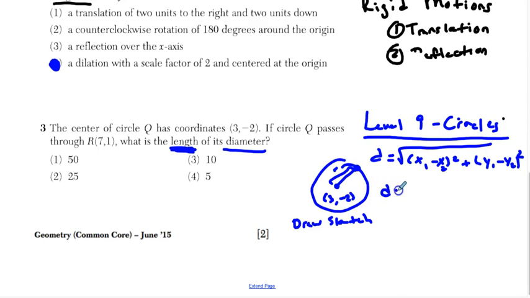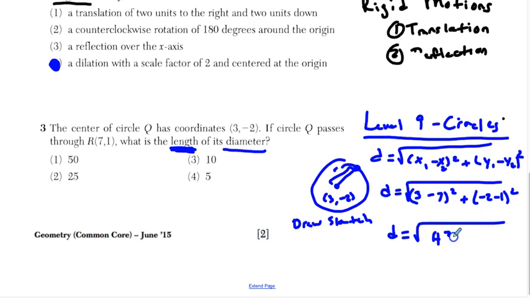Okay, let's just plug in our points. X1 is 3, so 3 minus 7 squared plus negative 2 minus 1 squared. Our distance is going to be equal to the square root of 4 squared plus negative 3 squared. That's 16 plus 9, which is 25. So the distance here is 5. So what we found is our radius is 5.